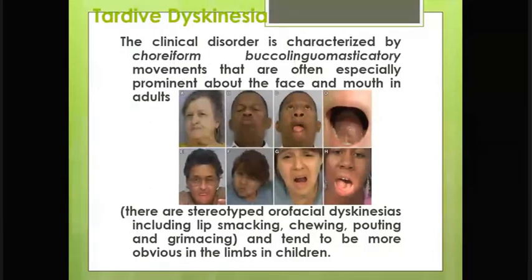We have trouble with defining movement in the face, where movement is a change in position across a joint. In the face, there is no joint, but it is characterized by, this is the description, choreiform, not chorea. It is not movement. Choreiform bucco-linguo-masticatory movements that are often especially prominent about the face and mouth in adults. Tardiness means late. It happens 6 months after starting antipsychotic.